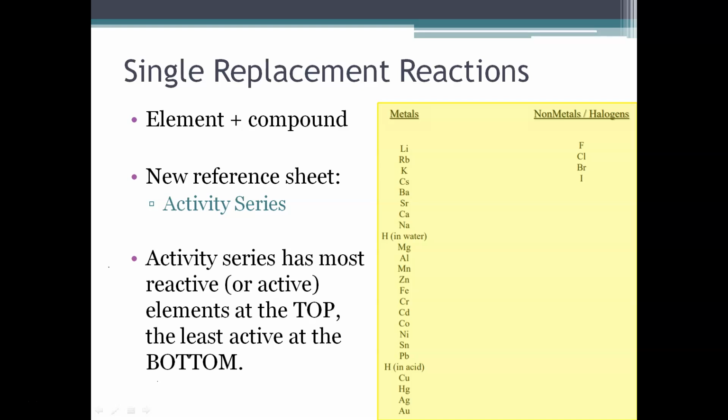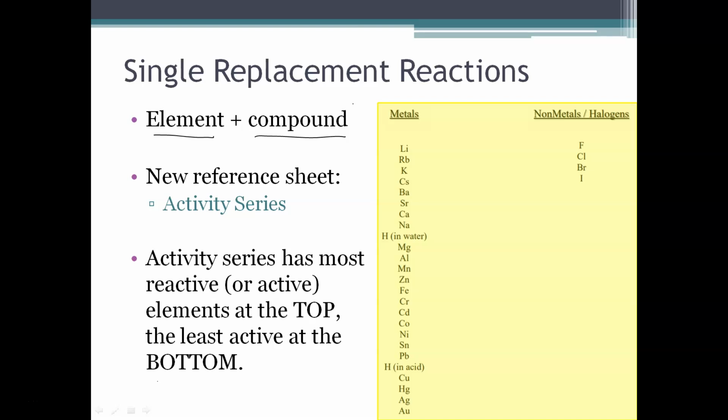So if you remember, a single replacement reaction is simply a single element plus a compound. Most single replacement reactions look very similar. You're looking for that single element plus a compound. And anytime you see that and categorize it as a single replacement, you want to use your new reference sheet called the activity series. It should be yellow. And I have a copy of that on the screen here for you guys to take a look at.